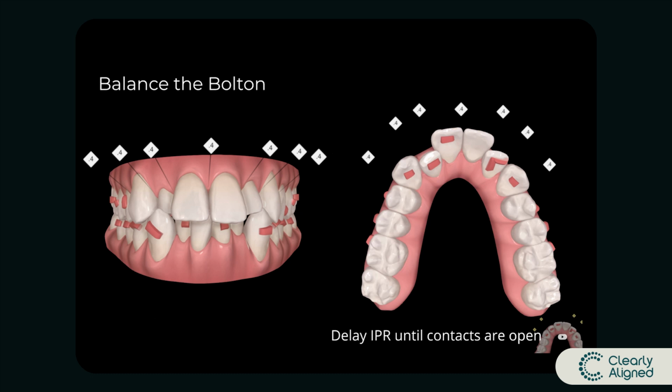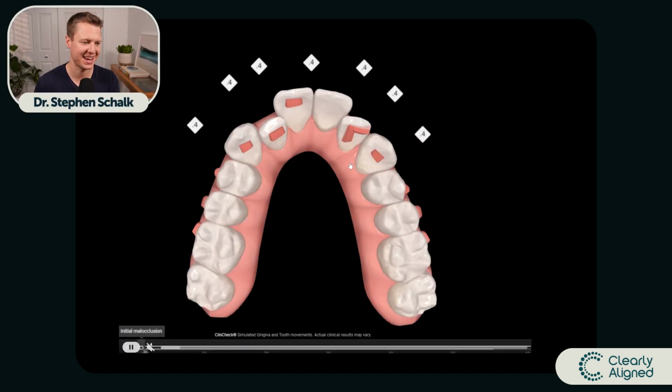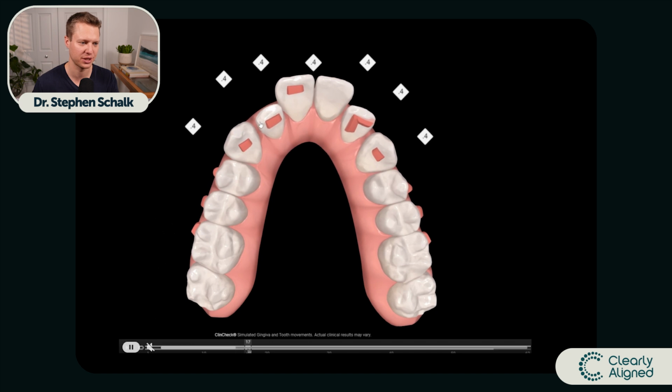We don't want him to be able to stick his entire pinky between his top and bottom teeth, because we took out a bottom tooth, but we didn't do anything on the top teeth. So we're going to plan in these 0.4 millimeters of IPR. That's just a small amount of smoothing between the teeth, but we want to make sure that we delay that until the contacts between the teeth are actually open.